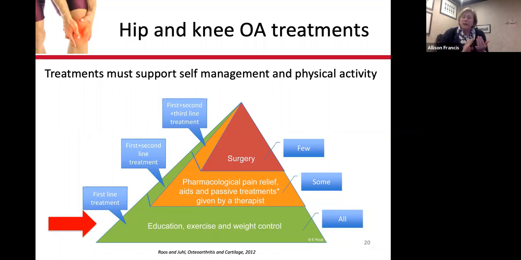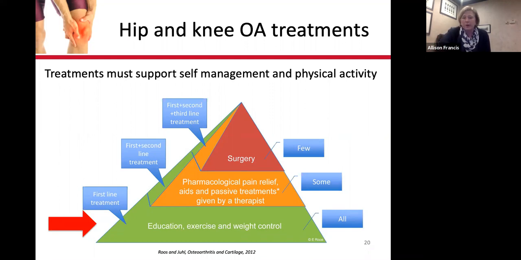So from an education standpoint, you need to understand what it is, what the risk factors are, and what you can do about it. From an exercise standpoint, we're going to get into that. And we'll talk a little bit about weight control, what we talked about before in terms of controlling the weight. Having a very modest weight loss can help reduce your pain and disability.